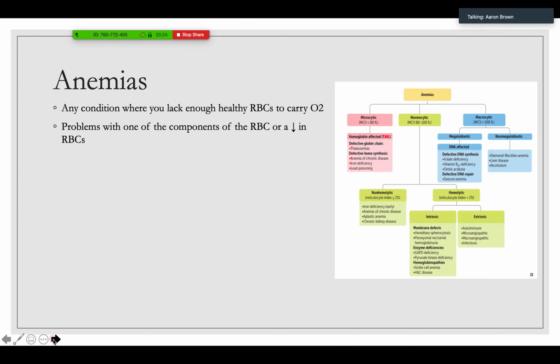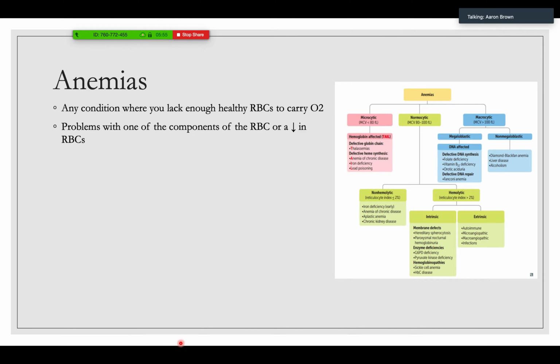When we first start off by talking about anemia, any condition where you lack enough red blood cells to carry oxygen to your body is an anemia. Okay, you can have problems with one of the components of the red blood cell. You can have a drop in the overall number of red blood cells. You can have a destruction of your red blood cells, which would kind of fall into that second category.